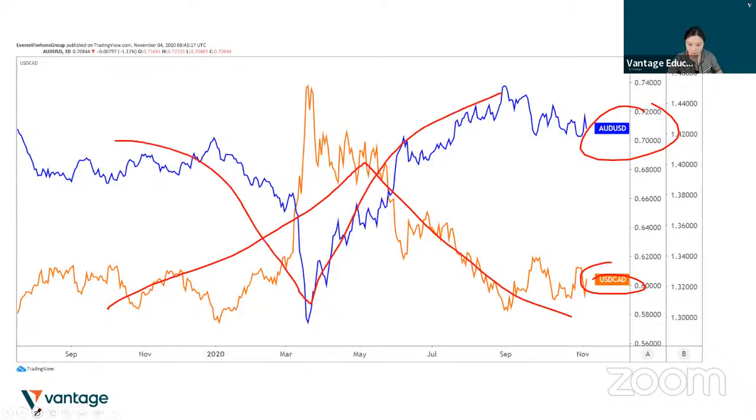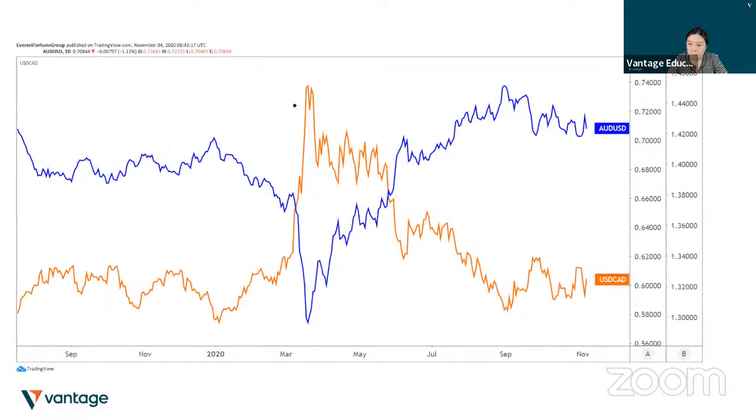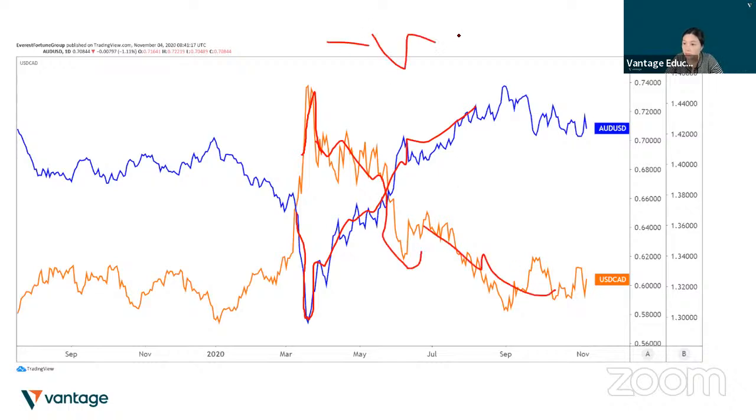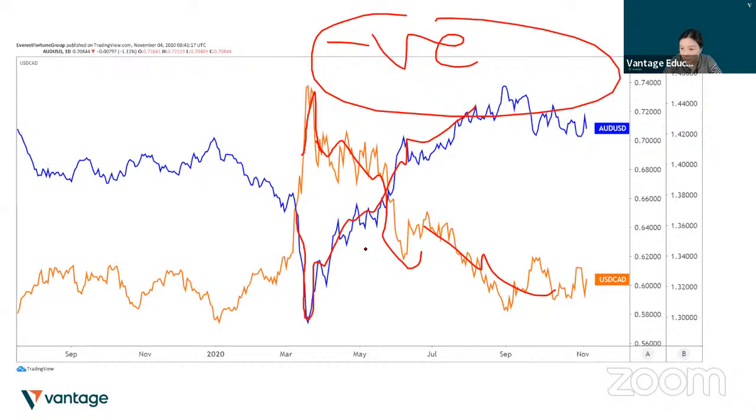Okay, it gets a bit messy. Let me erase this. So when my prices go up here, you can see that the prices of my AUD USD actually come down here. So as it's going up, my USD CAD comes down, correct? So this is negatively correlated. I wouldn't say this is very strongly negatively correlated. Later, I'll show you some that are very, very negatively correlated, but this is quite negatively correlated, maybe a 0.8.